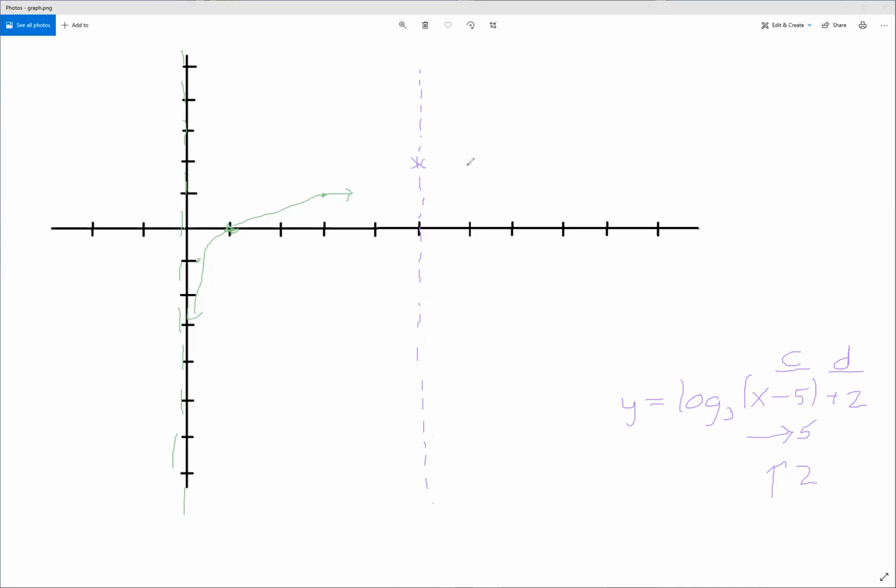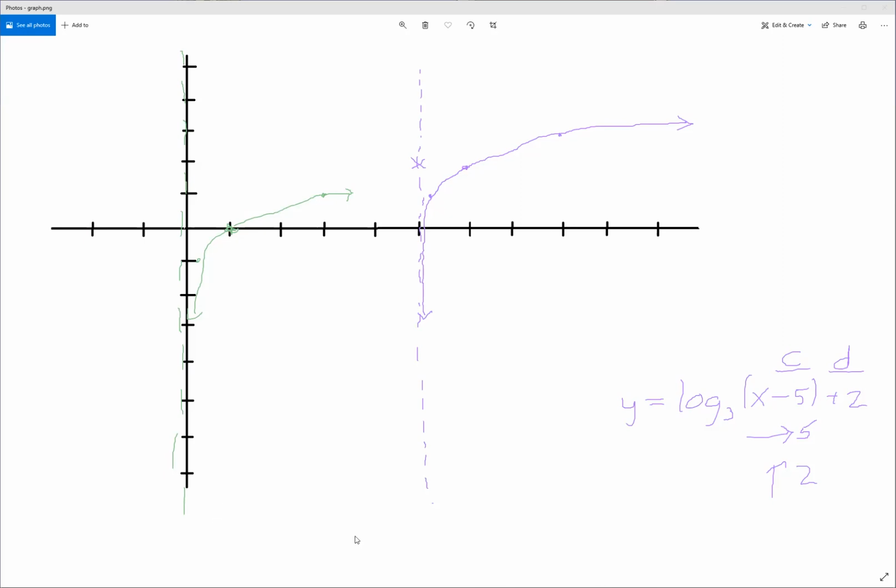And now we're going to graph the same points from here. We're going to go to 0, 1. We're going to go to 1, 3. We're going to go to 1/3, -1. And now we will connect these. And this will go down, down, down forever. It will never actually touch the purple line. It just hugs it very, very closely. So this is what y equals log base 3 of x minus 5 plus 2 is going to look like. All right, so that's shifting.